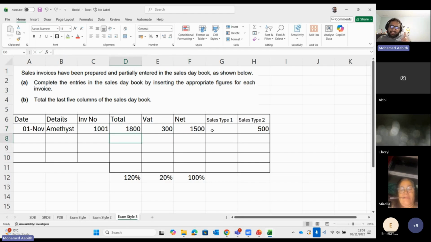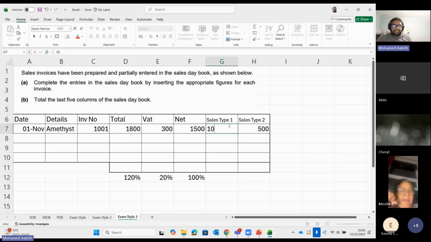But what does this analysis column say? That means I sold 1,500 pounds plus VAT worth of goods to my customers, but they bought two different types of goods. This could be any type 1 and another one is type 2. So what is the missing one here? This is going to be 1,000. Why? These two will be equal to that net figure because I'm splitting those two numbers into that.